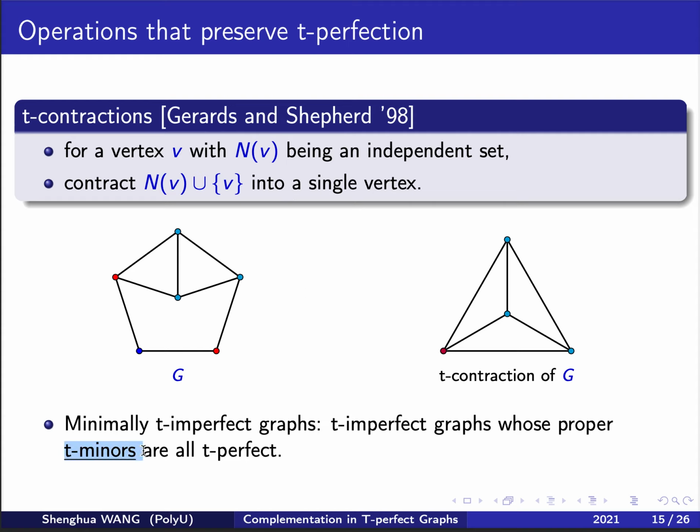The operation T-minus here gives any graph obtained from the original graph by a sequence of T-contractions and vertex deletions. Therefore, we know that T-perfection is also preserved under T-minus. A minimally T-imperfect graph is a graph that is not T-perfect, but whose proper T-minus graphs are all T-perfect. Therefore, any minimally T-imperfect graph cannot contain another minimally T-imperfect graph as a proper T-minus.